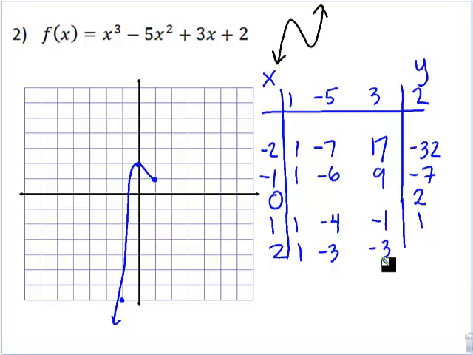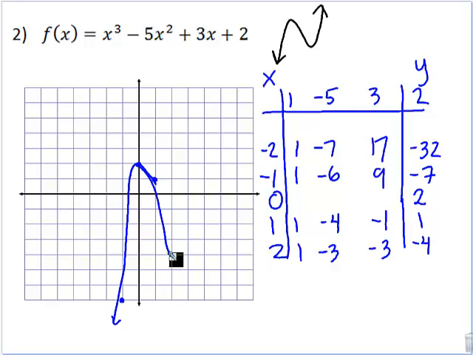-3 times 2 is -6, add it to 2, that gives -4. All right, so at 2, we are at 1, 2, 3, 4, negative 4. Oh, so we continue to go down. Okay, so what does this tell us? Do we have that shape yet?